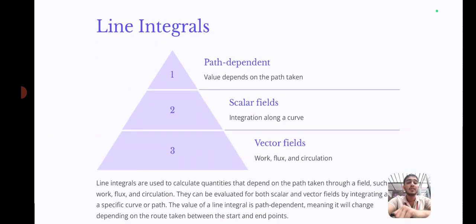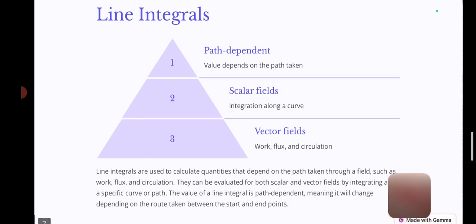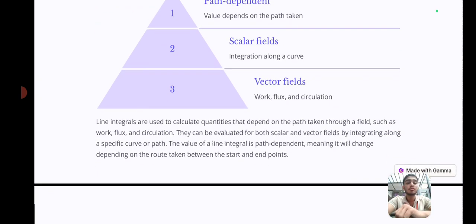Line integrals. Path dependent: the value depends on the path taken. Scalar fields: integration along a curve. Vector fields: work, flux, and circulation. Line integrals are used to calculate quantities that depend on the path taken through a field, such as work, flux, and circulation. They can be evaluated for both scalar and vector fields by integrating along a specific curve or path. The value of the line integral is path dependent, meaning it will change depending on the route between the start and the end points.